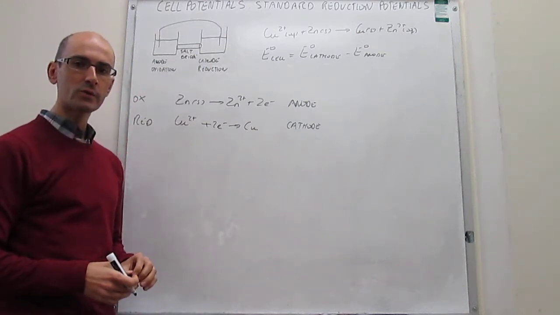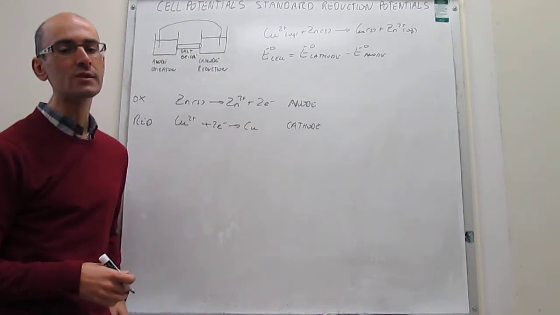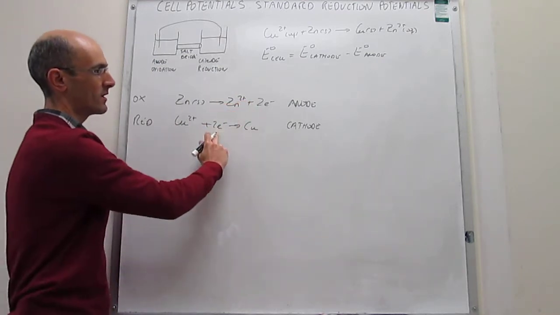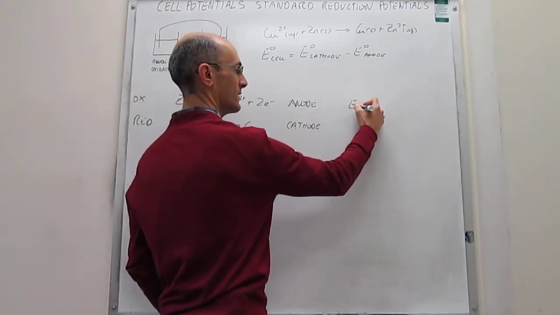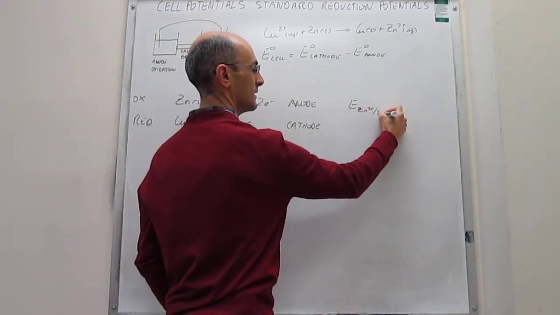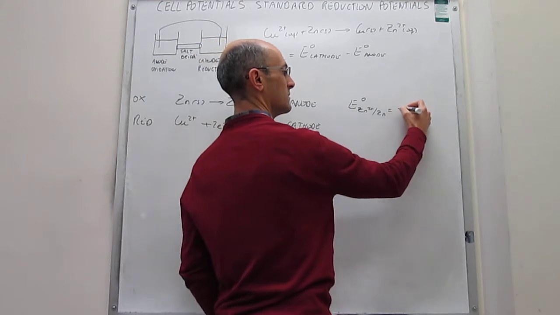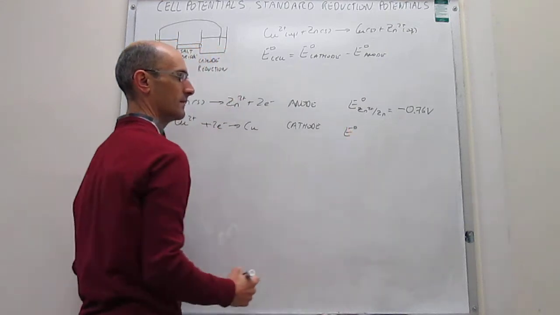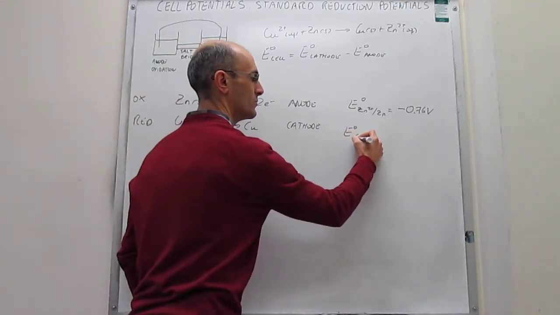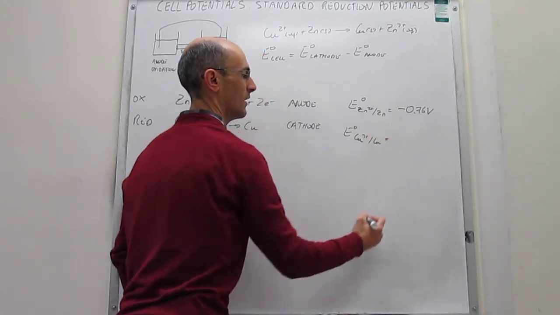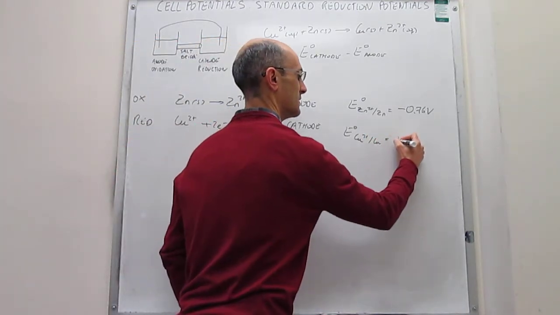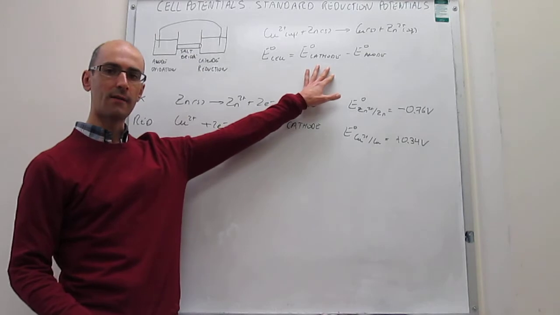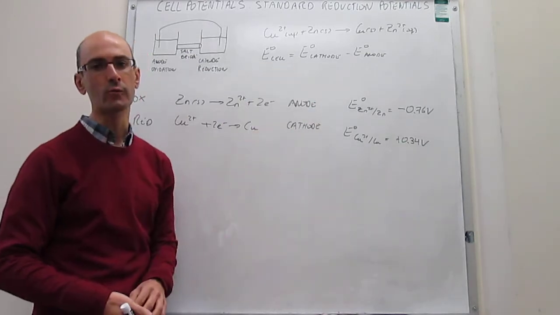Alright, great. So then we go to the tables of the standard reduction potentials, and we find out what the standard reduction potentials for these redox processes are. The reduction potential for the zinc 2+ to zinc reduction happens to be minus 0.76 volts, and the standard reduction potential of the copper 2+ to copper reduction happens to be plus 0.34 volts. Then we are ready to plug these values into the equation to figure out what the overall cell potential would be.